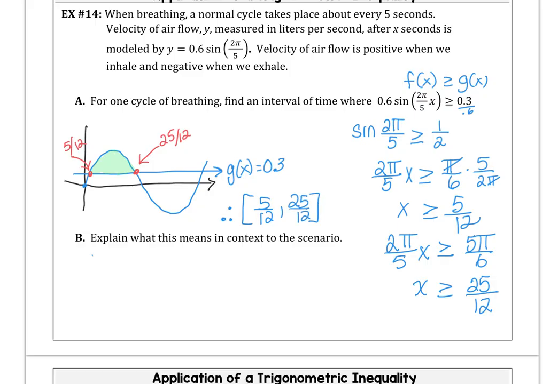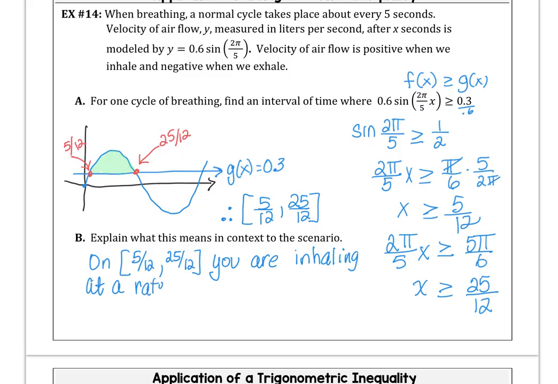And what does that mean? On that interval from 5/12 to 25/12, you are inhaling, because they told us it was positive, you are inhaling at a rate of at least 3/10 of a liter per second of air.